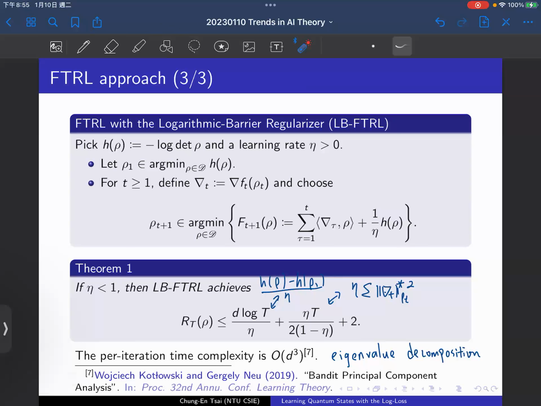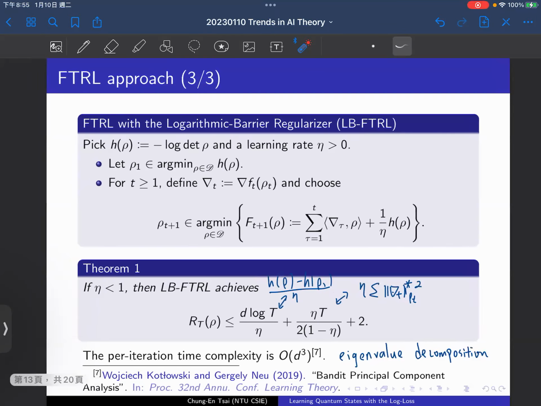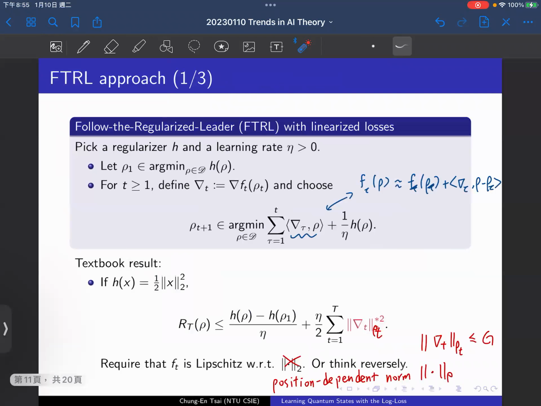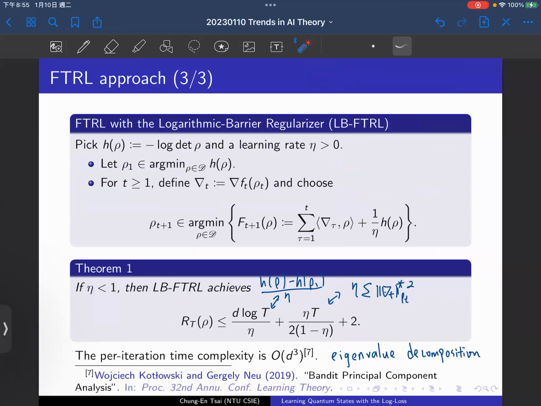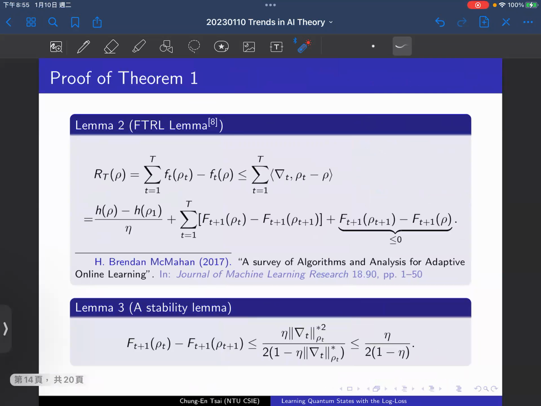Okay, so let's see the proof of Theorem 1. How do we make the regret bound of follow-the-regularized-leader measured in the local norm instead of a fixed norm? The proof of Theorem 1 consists of two steps. The first step is a decomposition lemma.